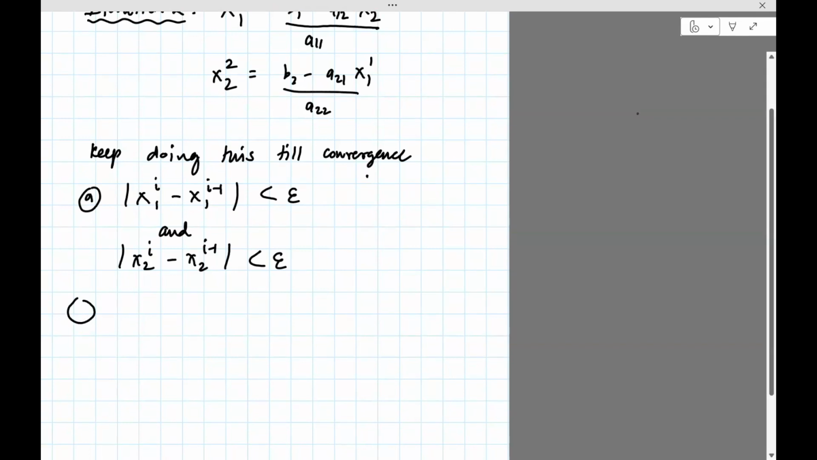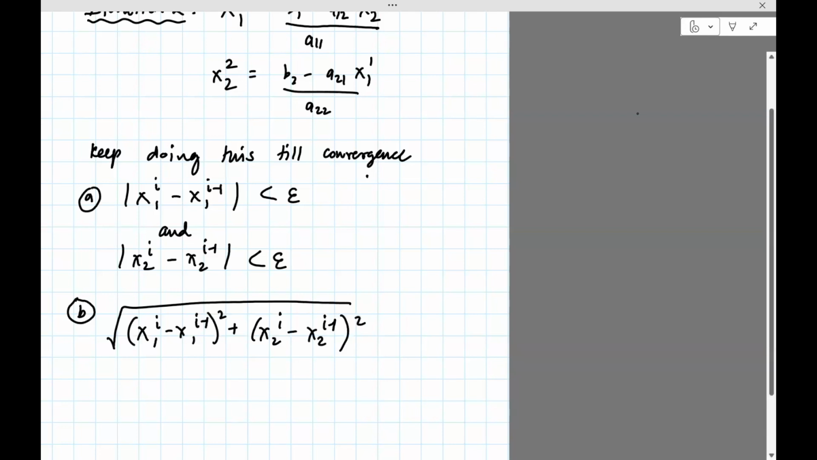So another way you could do this: if there are n variables, you could do it for n variables, or you could just create one number which encompasses all the variables, something like this. So the norm is less than epsilon. This epsilon is a user defined tolerance.